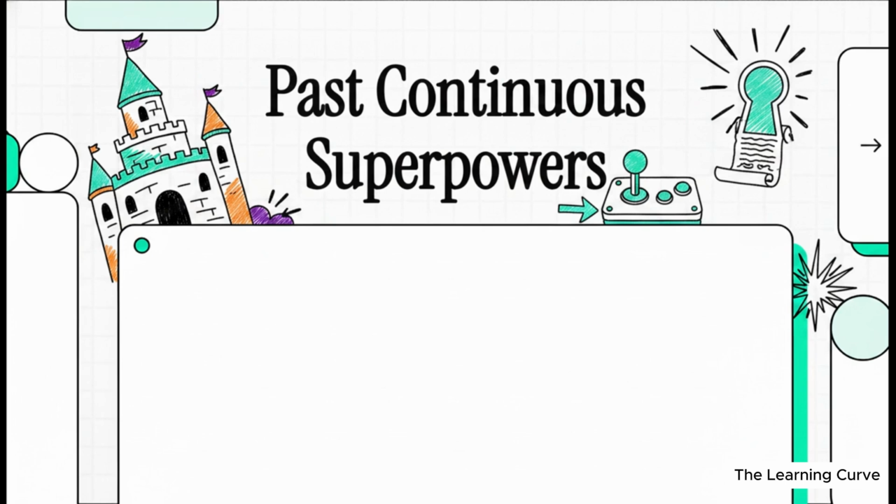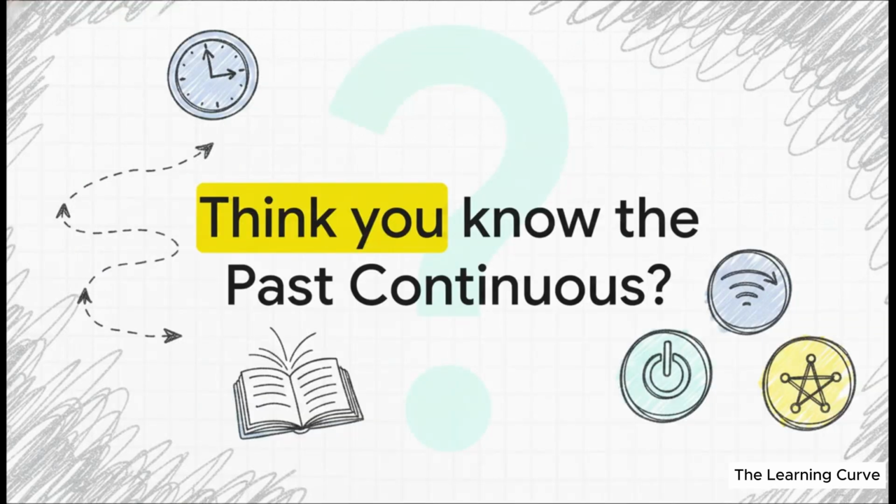past continuous. So you might be thinking you know the past continuous, right? Most of us were taught that it's simply used for an action in progress in the past. You know the drill. Sentences like, I was walking to the store, or they were eating dinner. And yeah, sure, mechanically speaking, that's absolutely true. But honestly, if you stop right there, you are missing out on an entirely different layer of communication.